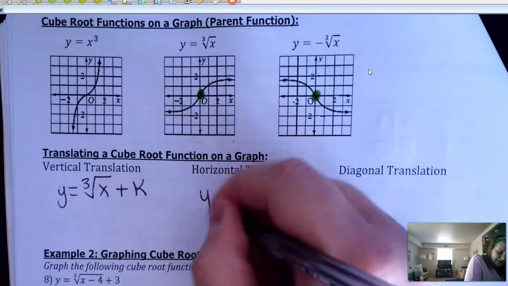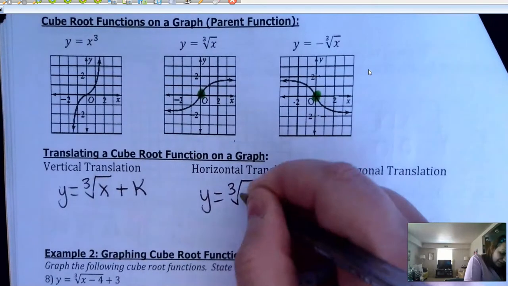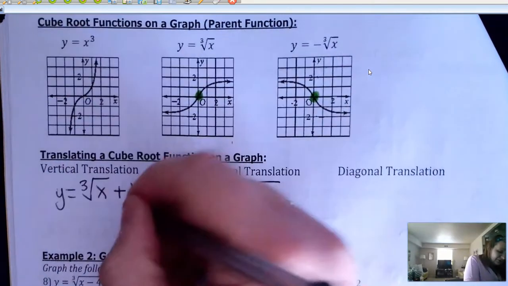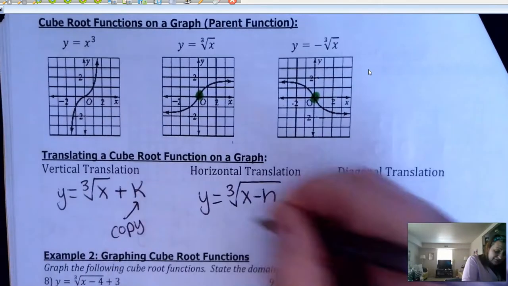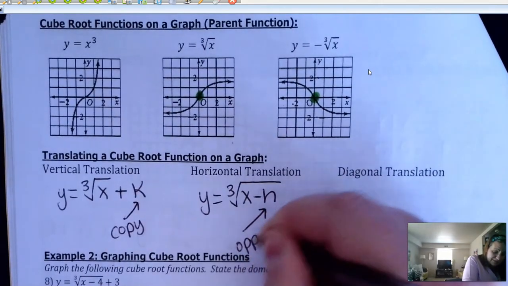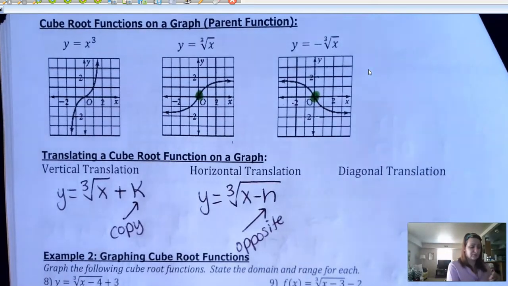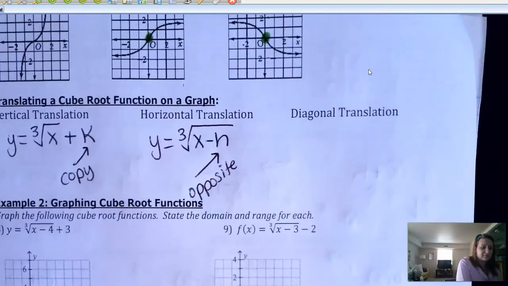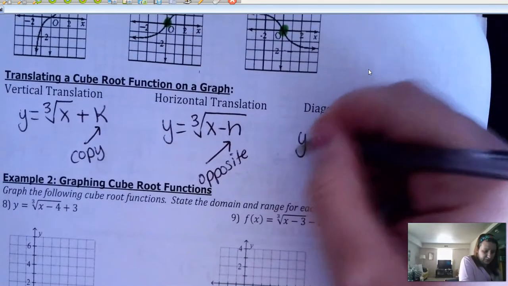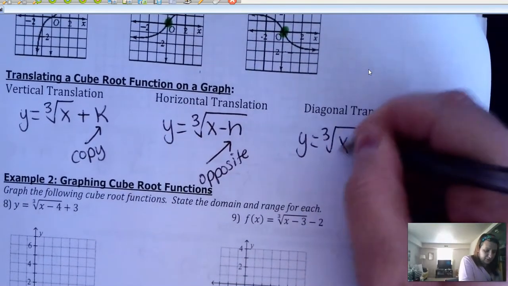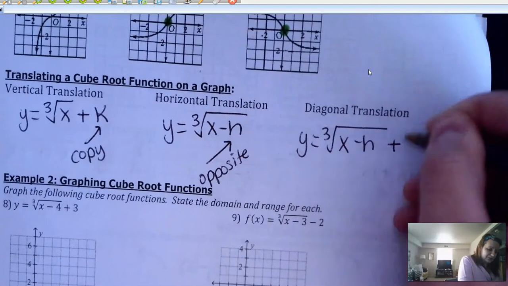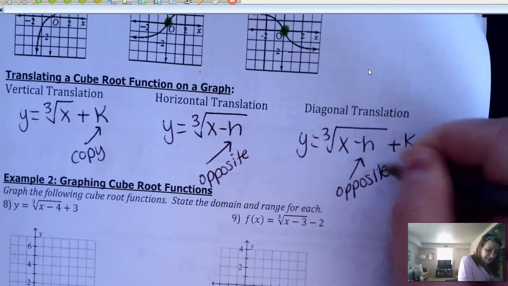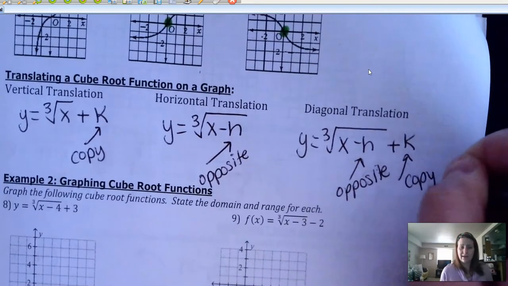Horizontal, left and right, again, like the square root, the translation there would be inside the cube root. Okay, if it's outside, you just copy that. If it's inside, you do the opposite of what it looks like. It's where it's going to switch from one direction to the other in the cube root function, excuse me. And then finally, a diagonal translation would put those together. You'd have a number inside and a number outside. And again, inside you want to do the opposite of what it looks like, and then outside you want to go ahead and copy that.